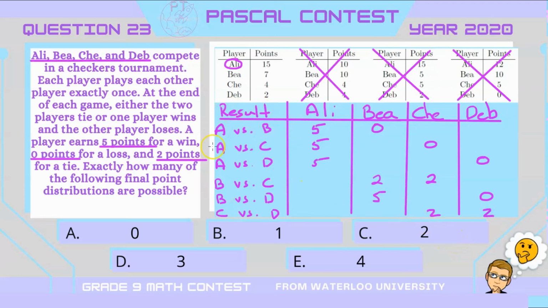So these are all of our matches. And we have 15, 7, 4, and 2. So this one is possible. So one of these is possible. Our answer is B.